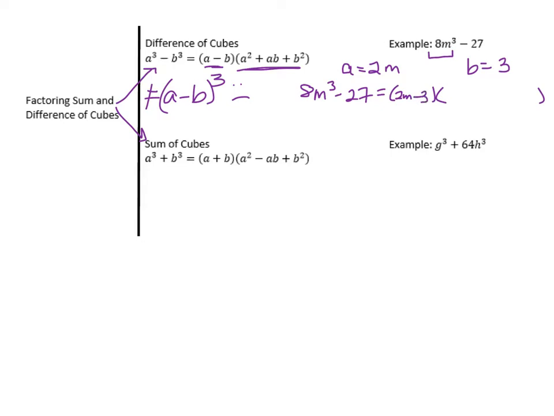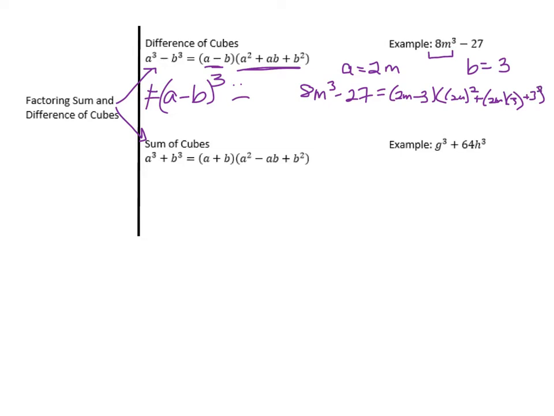In the big parenthesis, it's a squared, so that'll be 2m squared. And then it's plus a times b, which is 2m times 3. And then it's plus b squared, which is going to be 3 squared. Oh, I barely got that to fit in there. All right, now we need to clean that up.